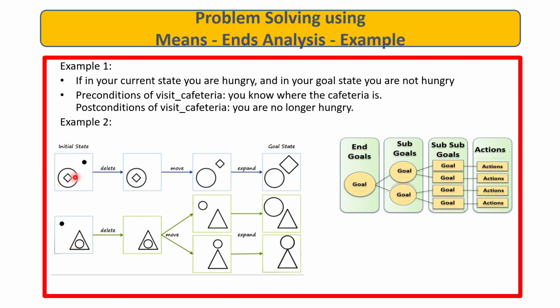So here, initial state, whatever you want to perform, you can consider this micro macro level. You won't delete anything, you want to move or you want to expand. The thing is, you are going to achieve the goal state. So like that, a very big goal can be divided into sub goals. Again, this can be solved by performing some actions.